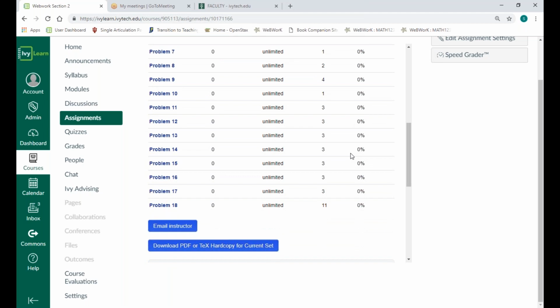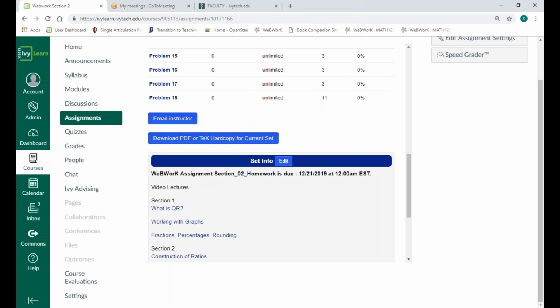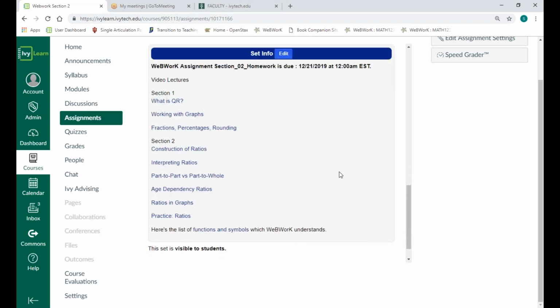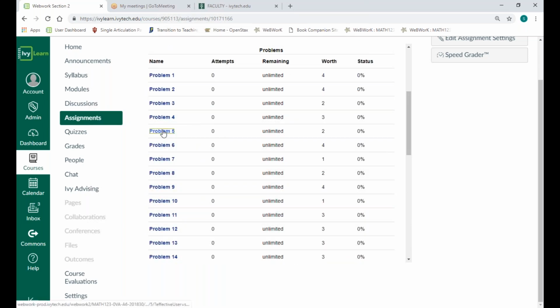Okay, notice the sections sometimes have a lot of problems here. Keep scrolling down, and here are the videos attached to this section also, which makes it really convenient. So once again, if there's a problem with age dependency and you can't remember how to do that, you can click over here to this link and it's going to take you to that video that I had pulled up earlier. So let's just take a look at a problem.